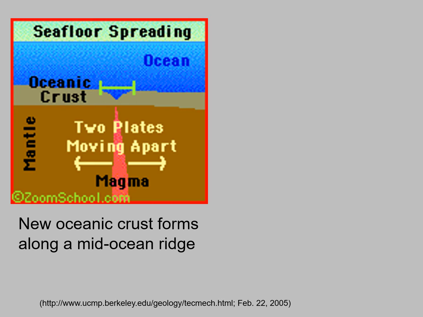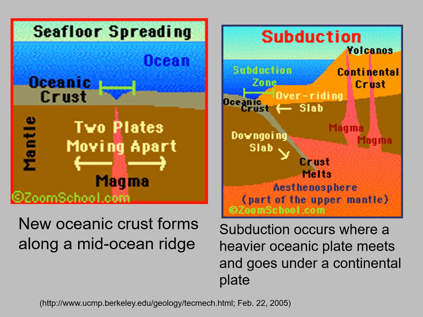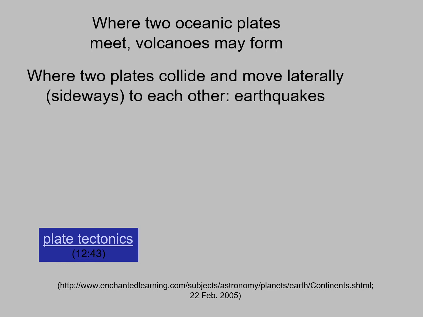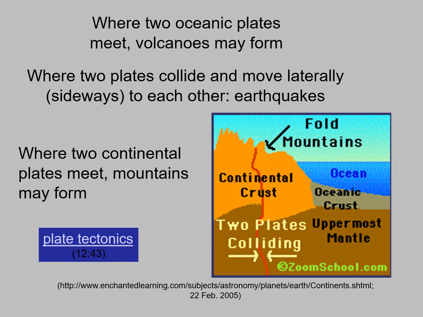In other words, new oceanic crust forms along a mid-ocean ridge, and the two plates are pushed apart. Subduction occurs where a heavier oceanic plate meets and goes underneath the continental plate. Where two oceanic plates meet, volcanoes may form. Where two plates collide and move laterally or sideways to each other, we see earthquakes, such as we see along the west coast of California. And where two continental plates meet, mountains may form.